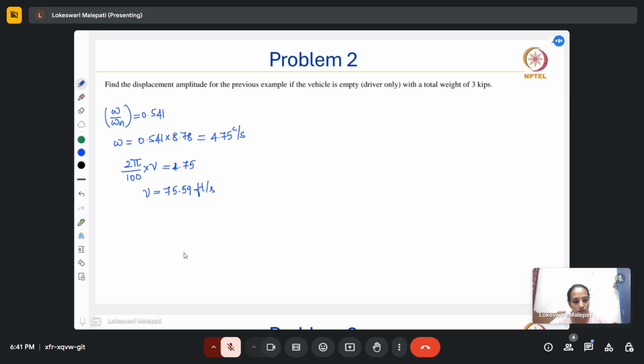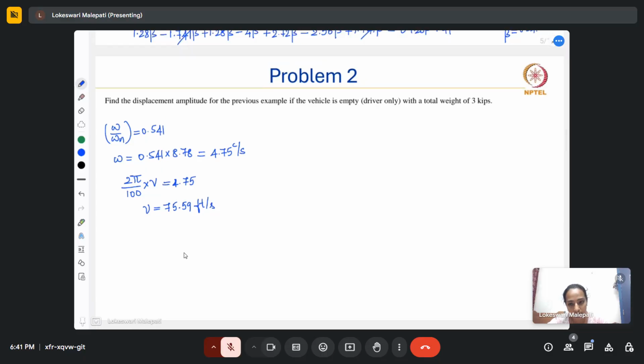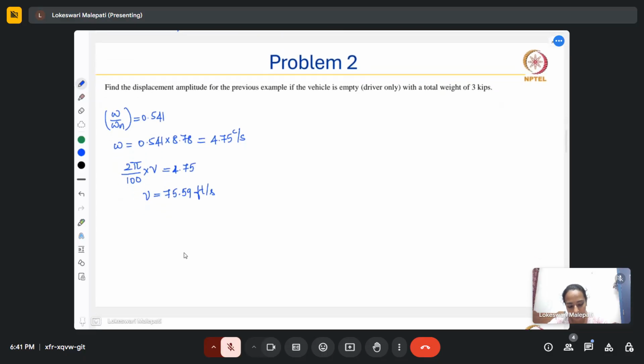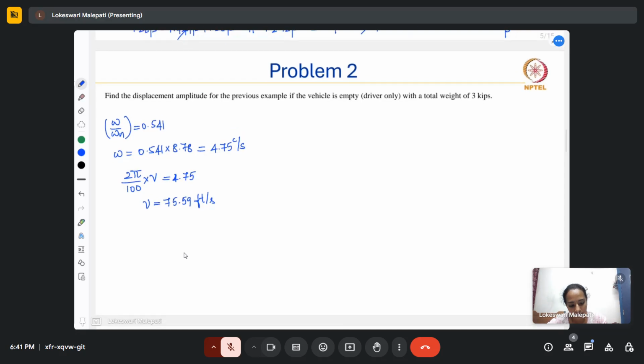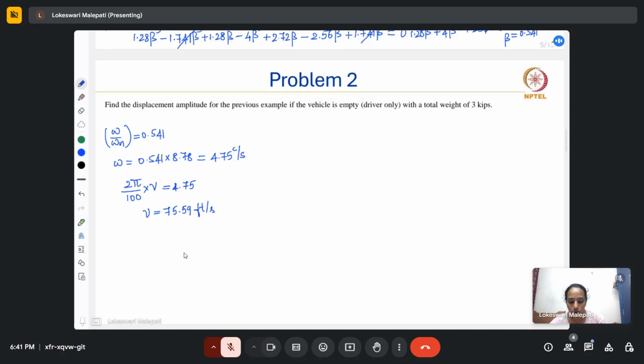Are there any doubts in this question, in this problem one? Okay, then we'll go to problem 2.